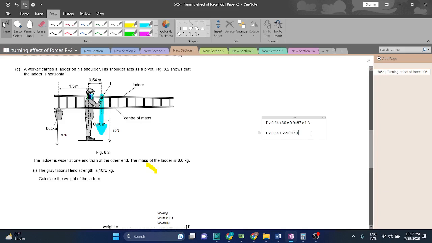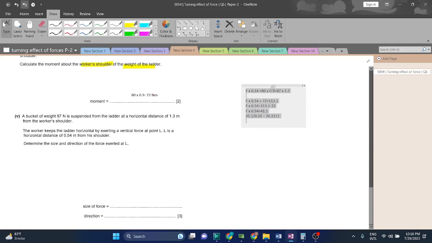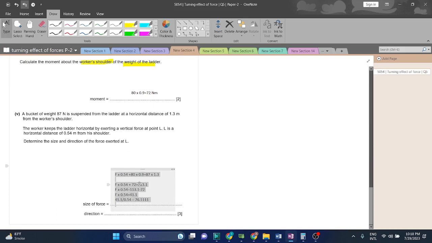If we take this to the other side, what will we get? Here it is plus, there it becomes minus. So F multiplied by 0.54 is equal to 113.1 minus 72. Now we subtract this and we will get an answer of 41.1. F into 0.54 is equal to 41.1. Here 0.54 is multiplied, on the other side it will divide, so 41.1 divided by 0.54 will give us the answer 76.111, and this will be the answer. We had identified the direction from the start, which is downwards.